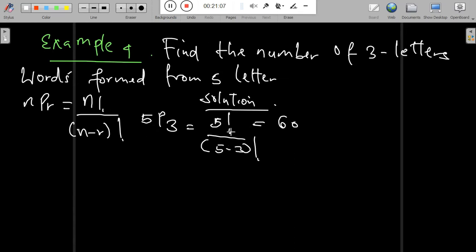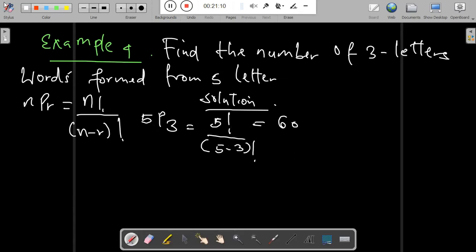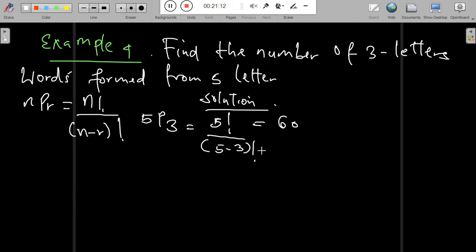So you use your calculator to solve the question, and you obtain the answer equal to 60. So the number of 3-letter words formed from 5 letters is 60. Let's look at another example.